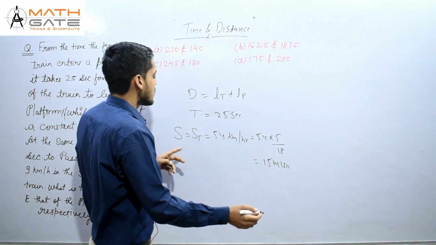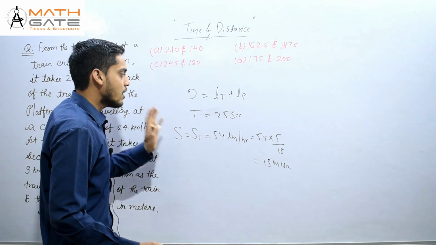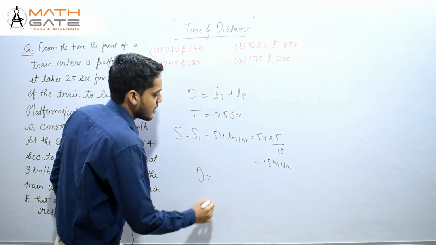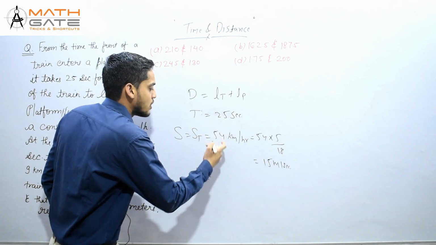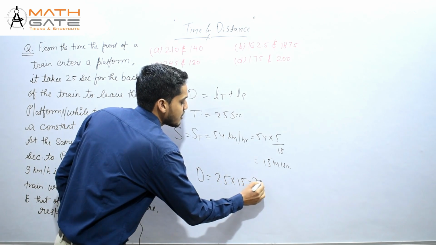For this case, we have speed and we have time. Can we calculate the distance? Yes, sir, of course we can find the distance. Distance equal to speed into time. So you will say 25 into 15, and that is 375 meter.